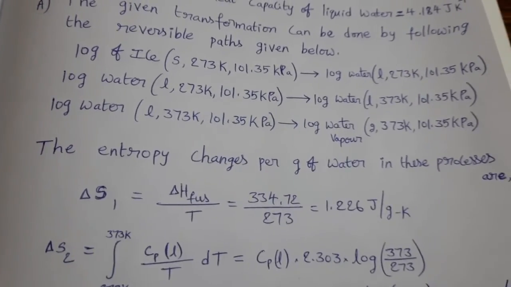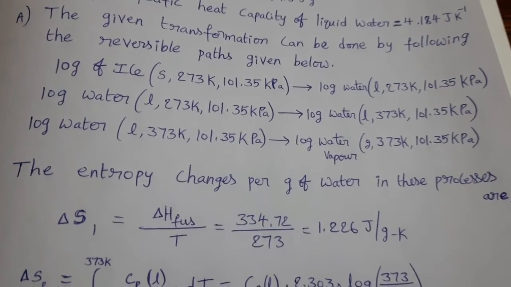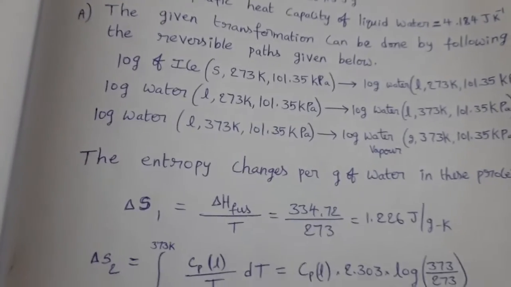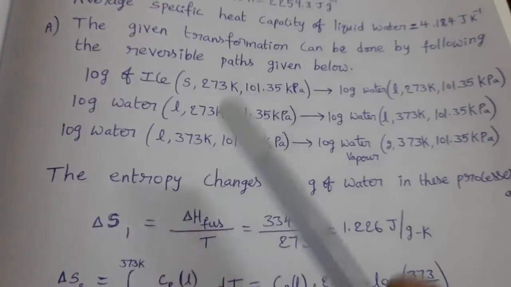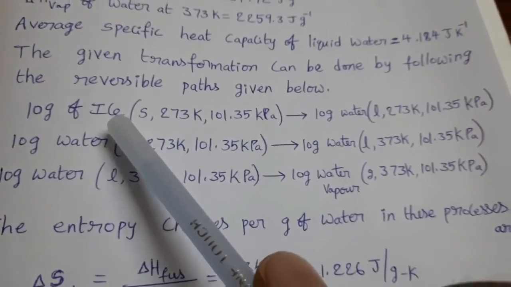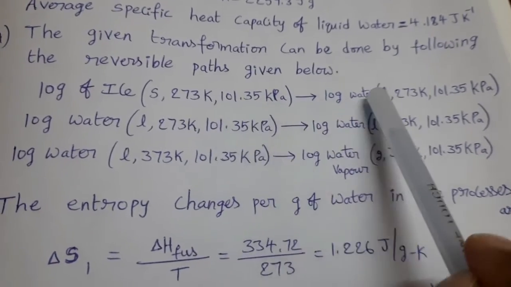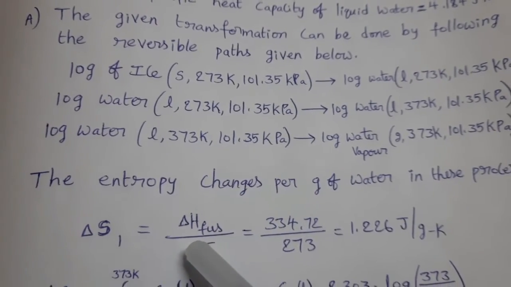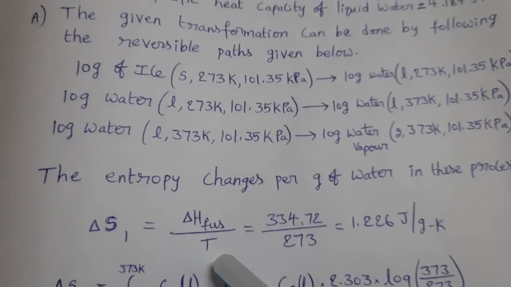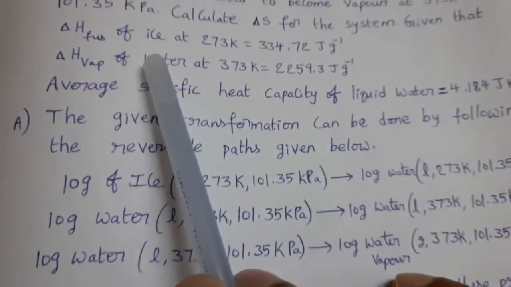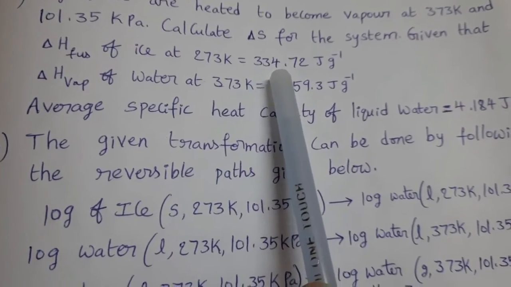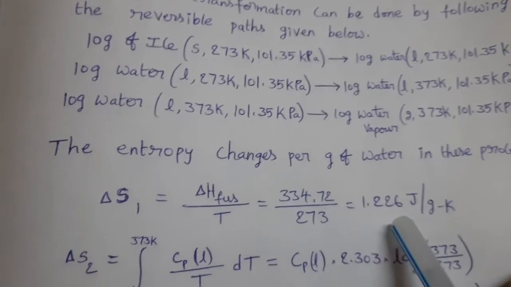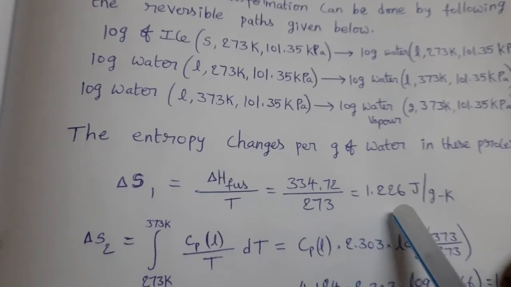Now say this, the entropy changes per gram of water in these processes are, first step, delta S1 equal to fusion. See this, solid ice changed to water at the same temperature, so this is nothing but fusion. Change in enthalpy for fusion divided by temperature. Change in enthalpy for fusion value is given, 334.72. Substitute that, temperature 273. Then we can get the entropy change for this step.